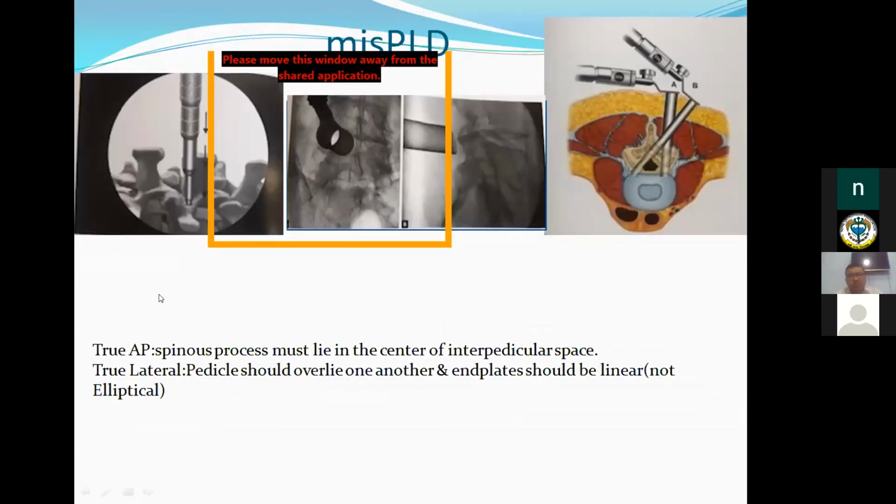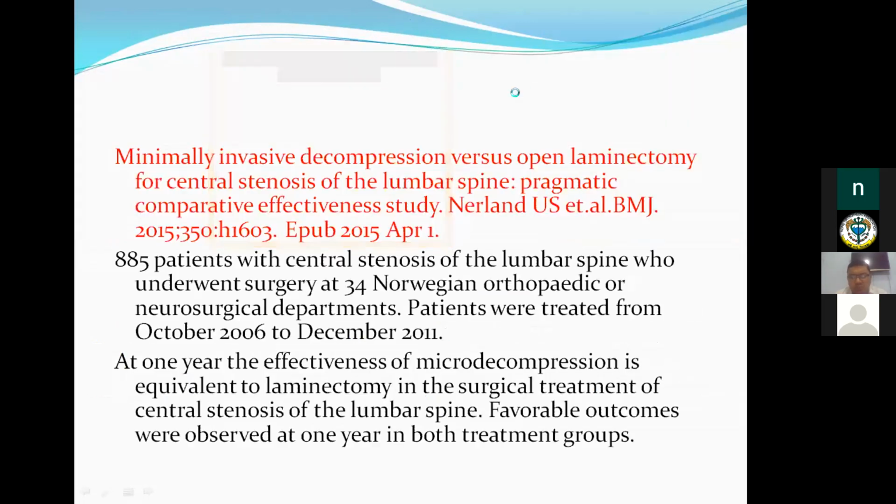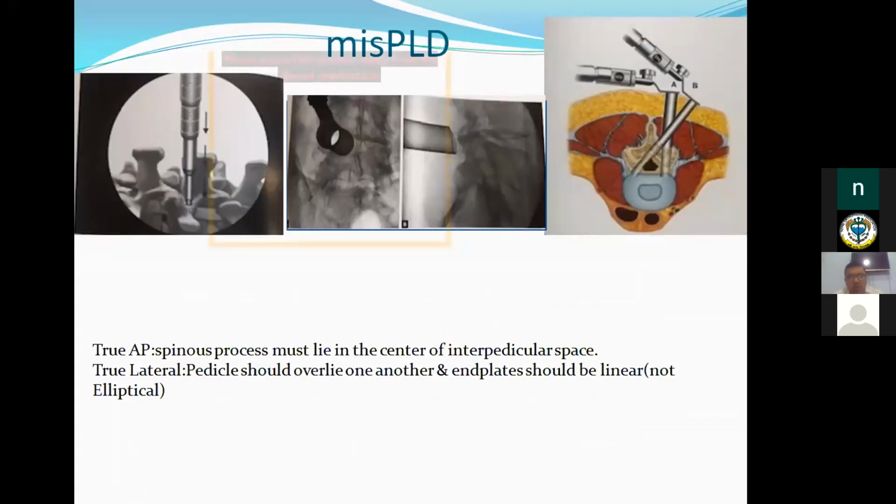So whatever the surgery, either open technique or minimally invasive technique, two things are very important. First is the positioning of the patient, and second is imaging. After positioning the patient, we need a true AP and true lateral view for spine surgery. In the true AP view, the spinous process must lie in the center of the interpedicular space. And in the true lateral view, the pedicles should overlie one another and the end plates should be linear, not elliptical.